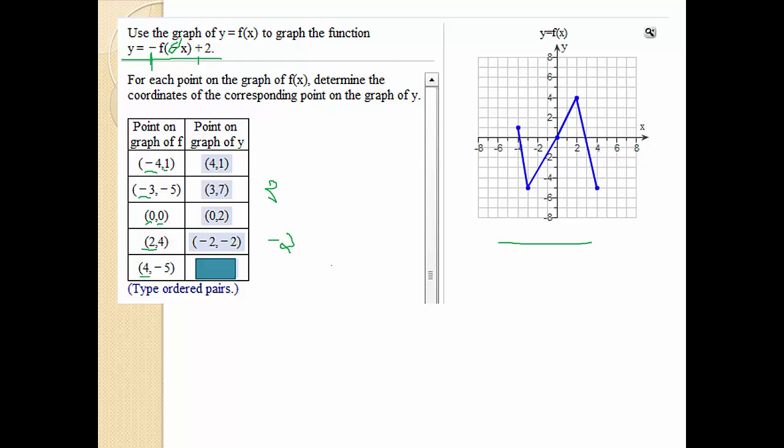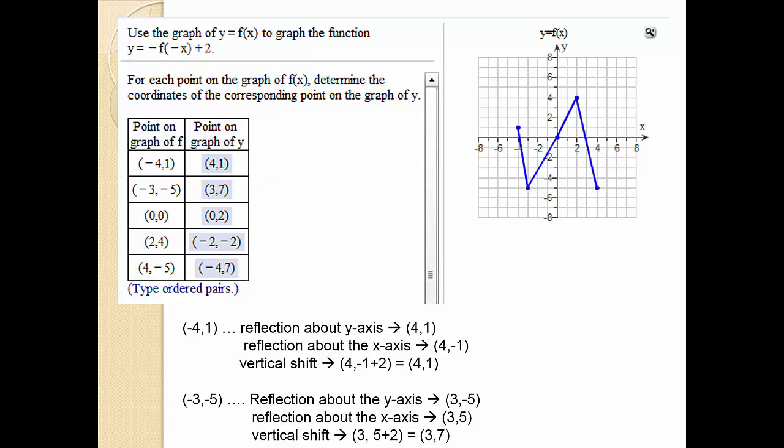Last one, the 4, again, only gets the minus to it, so it becomes a minus 4. And then the y-coordinate is going to have the same thing happen. I mean, it's minus 5, right? So the minus sign in front here gets applied to it, and that becomes 5. And then we add 2, that becomes 7. So we get minus 4, 7. Okay? Now, that's all the points. You can do them one at a time.